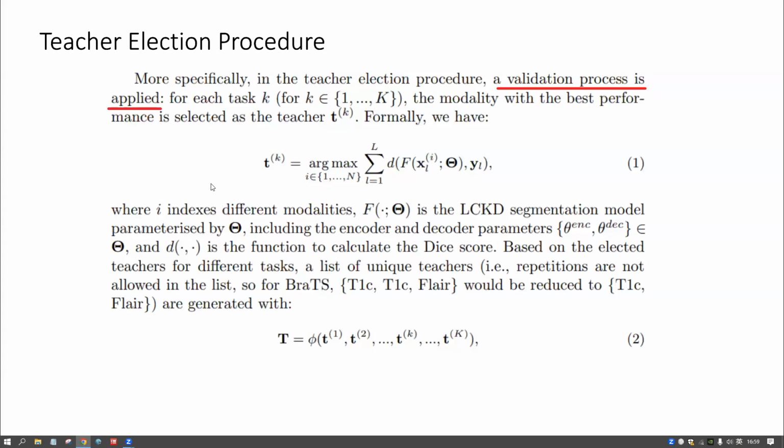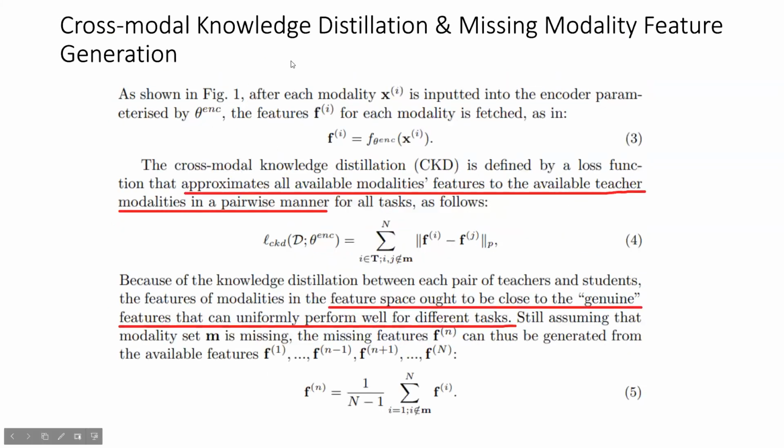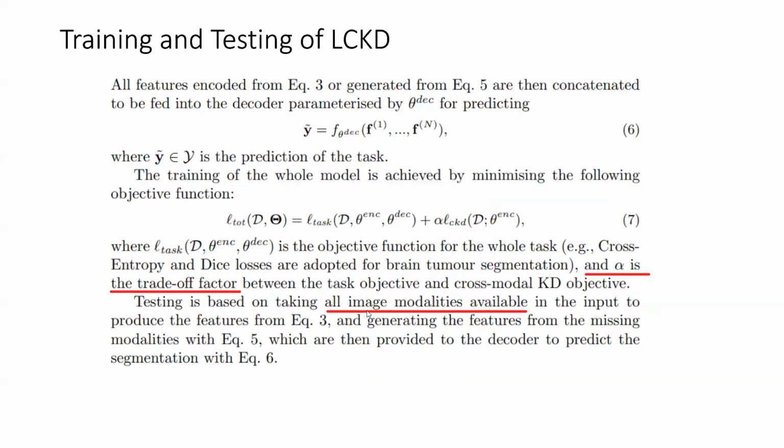So let's have a look at the individual steps. Firstly, the teacher election procedure is a validation process that is applied to select the best teachers, and we also have a process to get rid of duplicated ones. For cross-modal knowledge distillation and missing modality feature generation, we approximate all available modality features to the available teacher modalities in a pairwise manner through a KD process. For missing modality feature generation, the feature space ought to be close to the genuine features that uniformly perform well for different tasks. For training and testing of LCKD, we have alpha as a trade-off factor to balance these 2 losses.